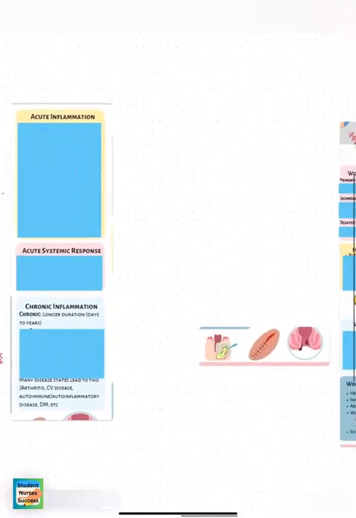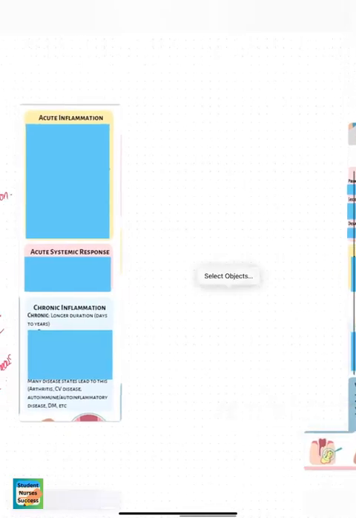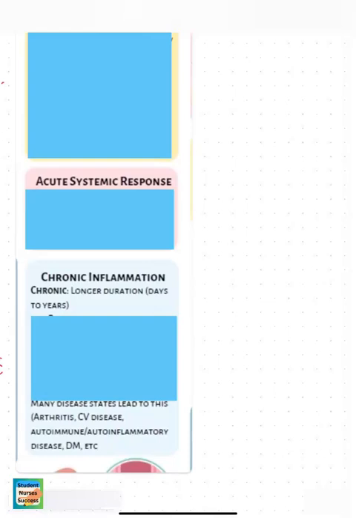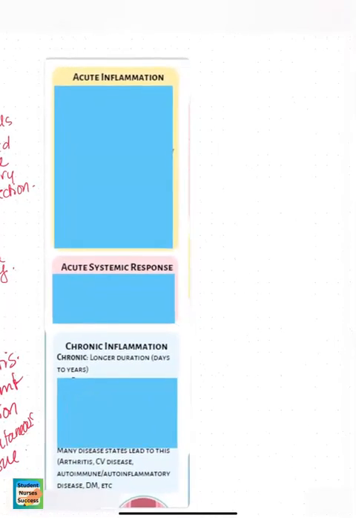All right, so let's move on over here. Oh, we're going to move that little guy over. Let's move to our next column here. Let's talk about acute and chronic inflammation.